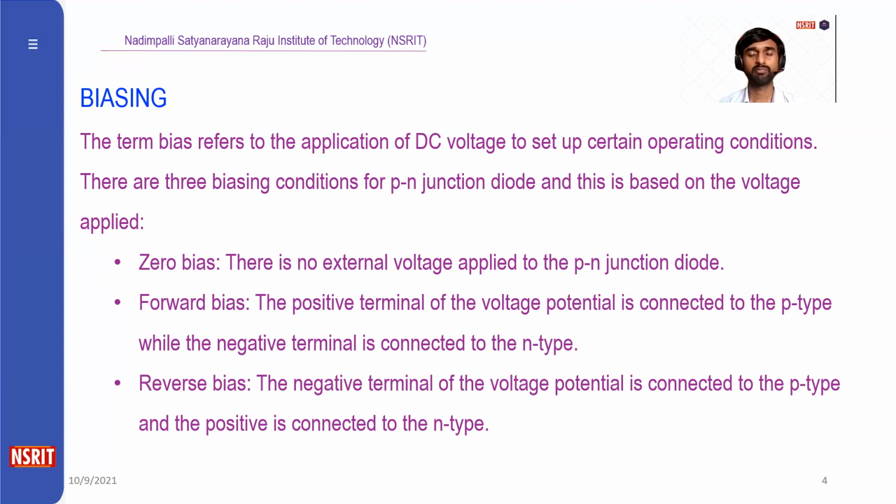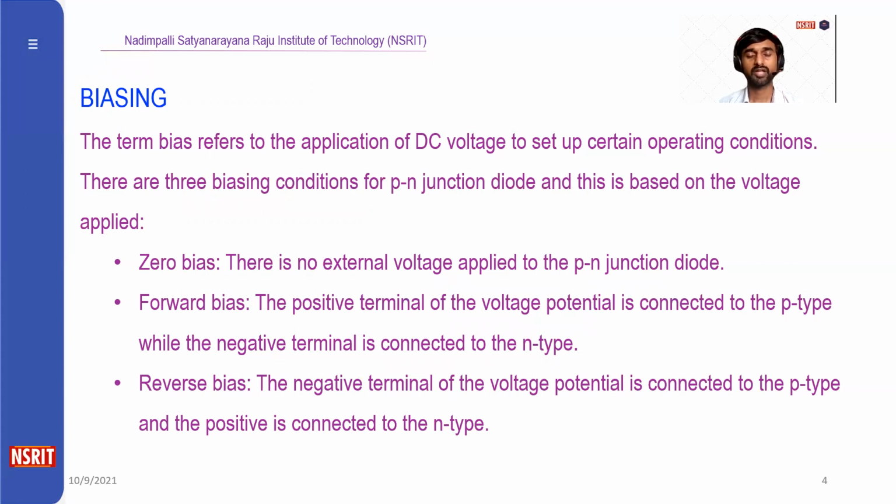Coming to the next type of biasing, which is forward bias. So what do you mean by forward bias? If the positive terminal of the battery is connected to the P-type material and the negative terminal, or the negative potential, is connected to the N-type material, then the PN junction diode is said to be forward biased. Okay, so that is when you are connecting the positive supply to the P region and the negative terminal to the N region, then the diode is said to be forward biased.